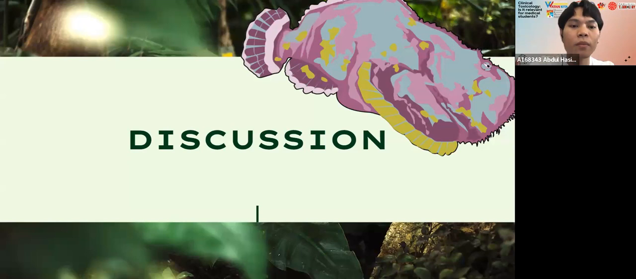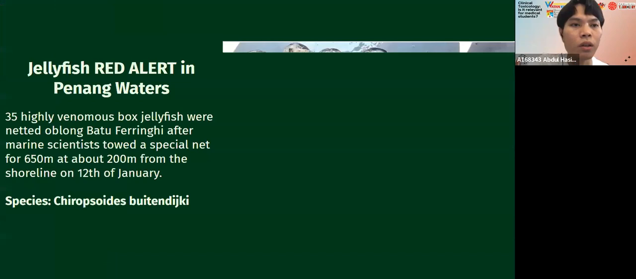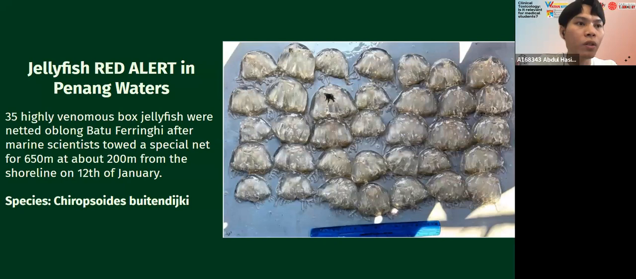So the second case involves a jellyfish. This was posted in our local news in Malaysia, in which 35 highly venomous box jellyfish were netted off Batu Pahat after marine scientists set a special net for 650 meters at about 200 meters from the shoreline on 12 January. The species identified was Chiropsoides buitendijki, which is a venomous jellyfish.